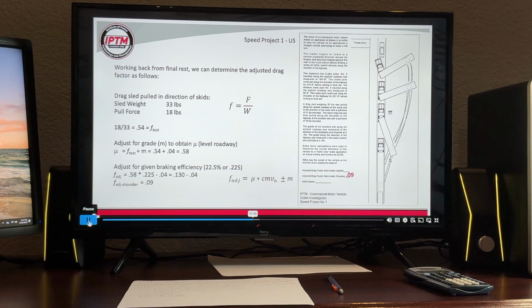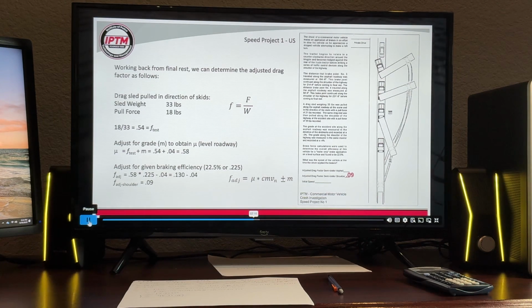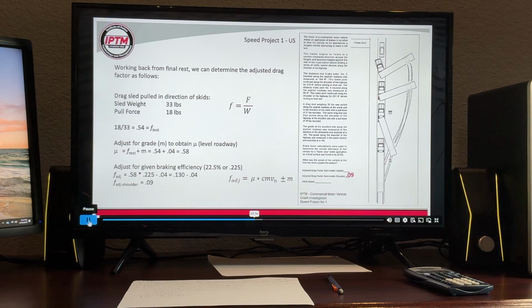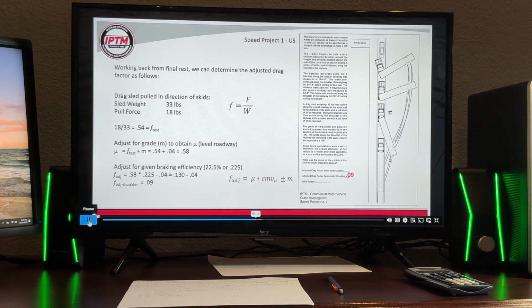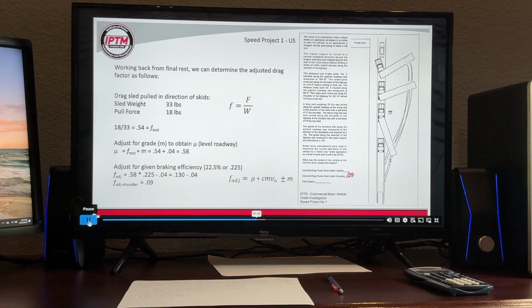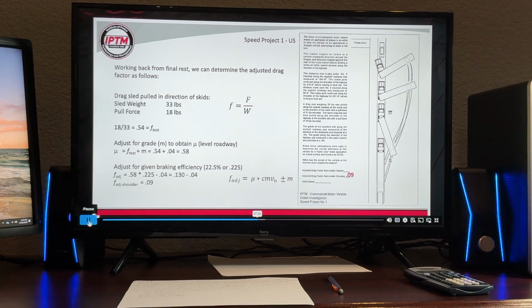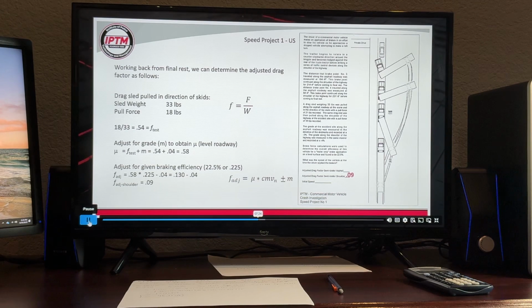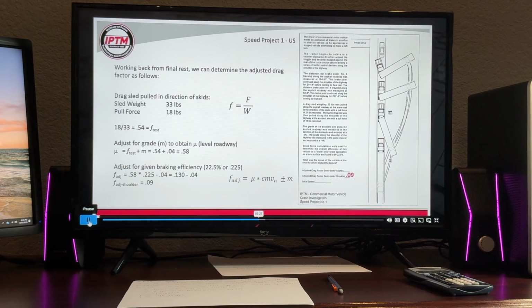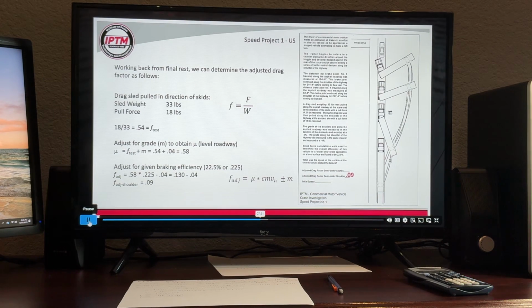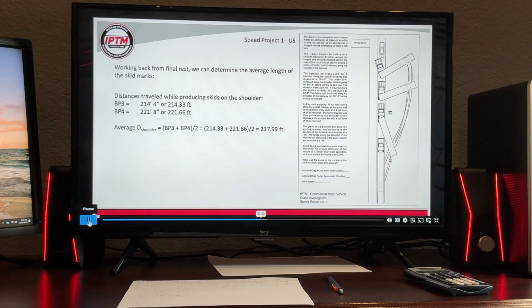Math-wise, we're going to have to use that as a decimal. So we have our 0.58 mu multiplied by our efficiency, and that gives us a 0.13. And then we're going to take the grade back out of it, minus the 0.04, which gets us to an F adjusted for the shoulder of 0.09. So we've accomplished one task there. Write that down and keep moving.